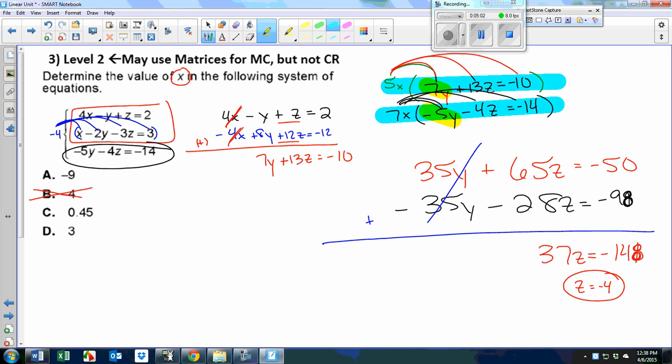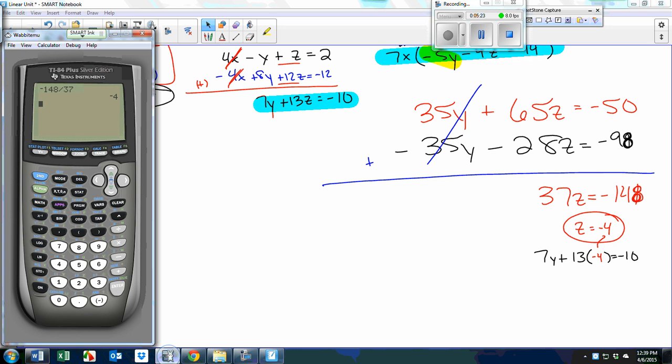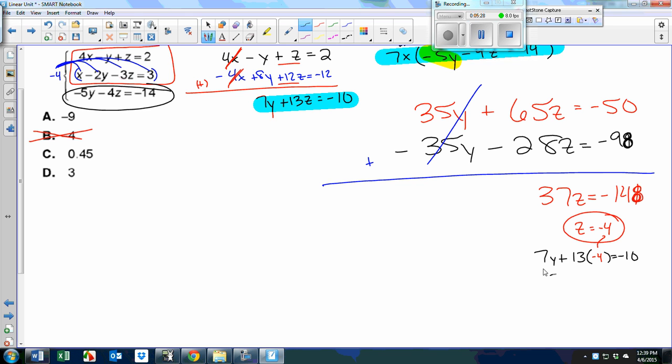Pick your favorite. I like the 7y plus 13z, so I'll take the 7y plus 13z equals negative 10, and I will replace z with negative 4. So I'm using this equation, 7y plus 13z equals negative 10, and I'm putting negative 4 in. So I don't want to make any mental math mistakes anymore. 13 times negative 4 should have been negative 52. So 7y minus 52 equals negative 10. Add 52, and you get 42. Divide by 7, and y is 6.